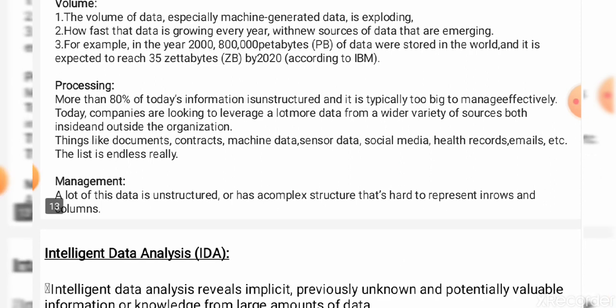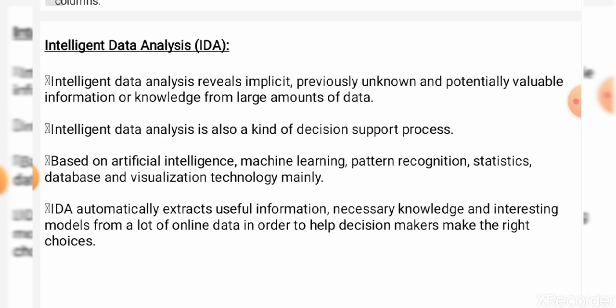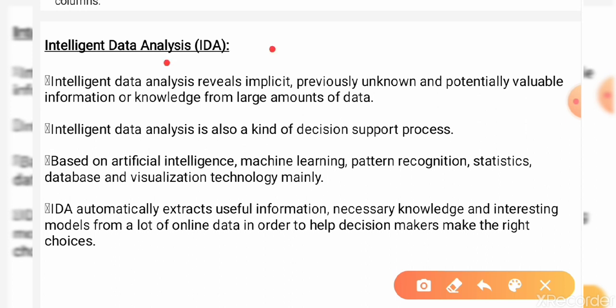Now let's see what we mean by IDA. IDA is nothing but intelligent data analysis, one type of data analysis. Intelligent data analysis reveals implicit, previously unknown, and potentially valuable information or knowledge from large amounts of data. IDA is also a kind of decision support process. It is based mainly on artificial intelligence, machine learning, pattern recognition, statistics, database, and visualization technology.